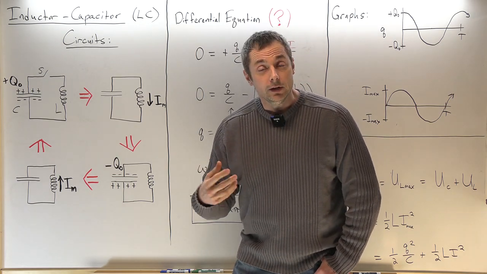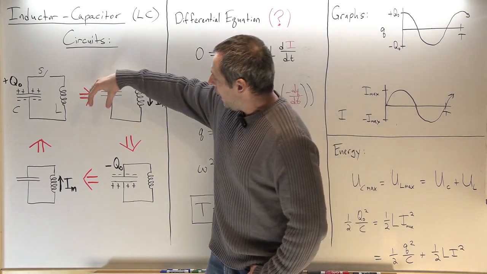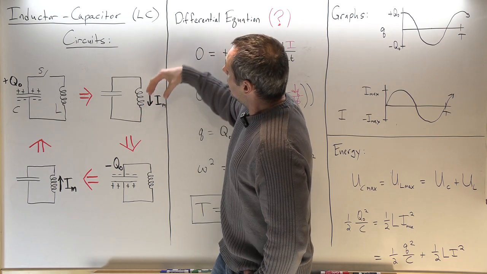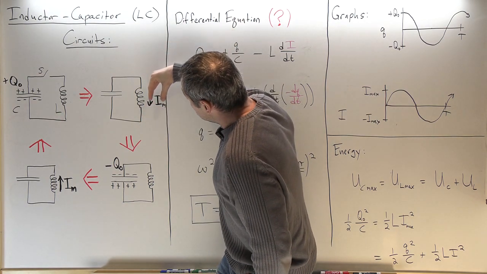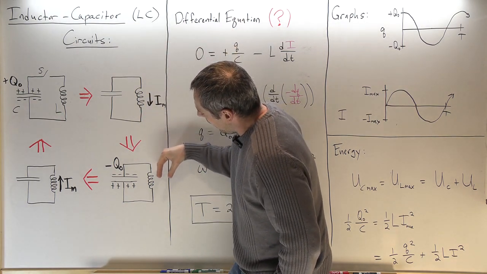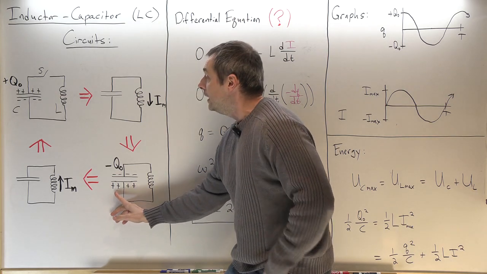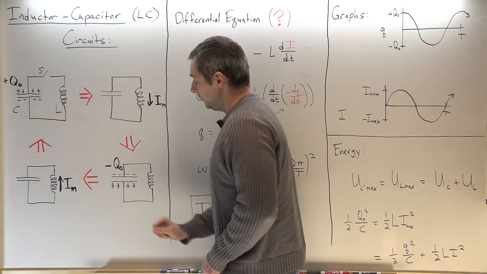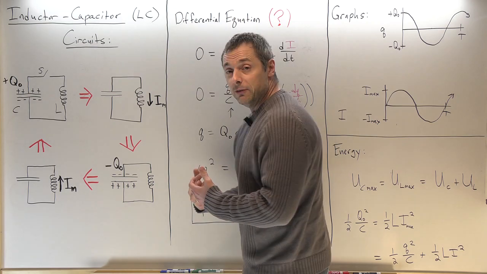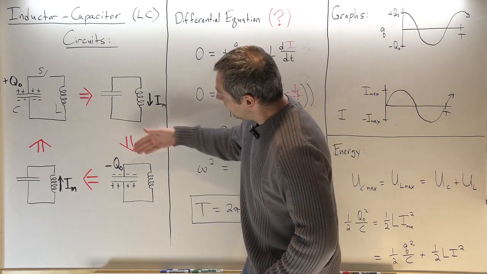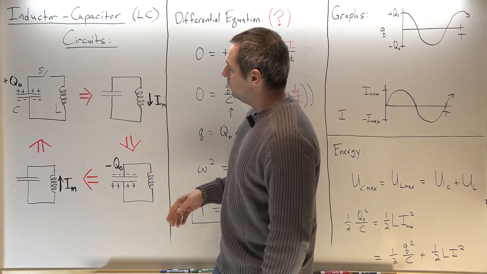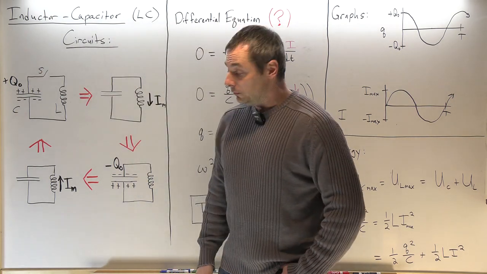And remember, an inductor is like inertia. While that current built up, the inductor now keeps the current going. That drives the capacitor to become charged in the opposite polarity compared to the original. So now we have a fully charged capacitor again. The charge on the top plate is minus Q0, the opposite of the original.